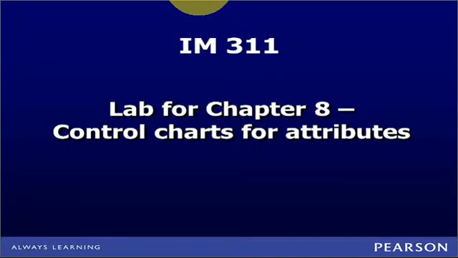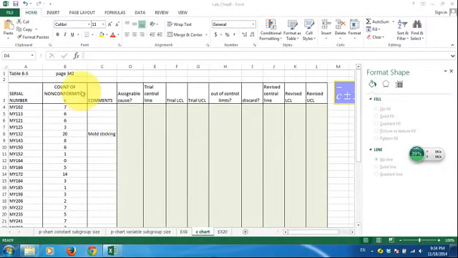This video talks about how to construct the C chart in Excel. So here I used the example as in table 8.5. This is the count of nonconformities of the canons that are inspected. The C chart is different from the P chart. C chart is to control the count of nonconformities.